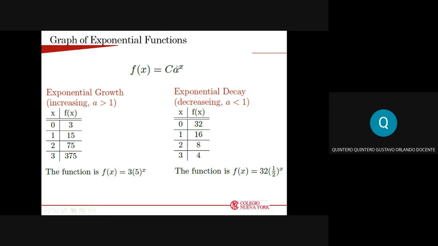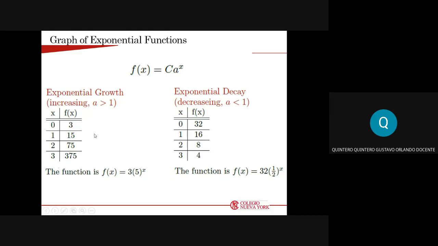Remember, here we have the form of any function, right? This is the form of any function. We have c times a to the x. So the number being elevated to the x is the a, the base, the growth factor. So that is 5 in here. That means in every step we are multiplying by 5. Look, 3 times 5, 15. 15 times 5, 75, right? Growth factor, 75 times 5, 375, right?